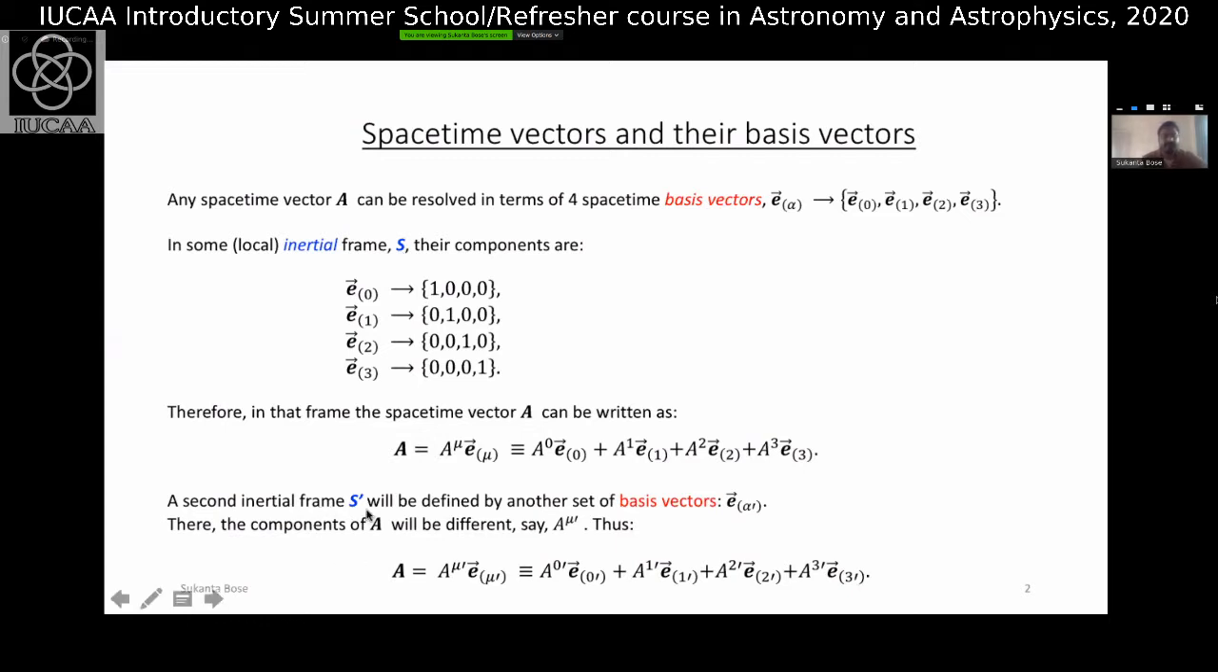If there is a second inertial frame S prime, which for example has some non-zero constant velocity with respect to S, then it will have its own inherent set of basis vectors. Let's call them E alpha prime. The components of the same vector A in this new prime basis will be different, and we call them A0 prime, A1 prime, A2 prime, A3 prime. How these components of the same vector are related to each other is determined by the relation of the frame S prime with respect to S. So we saw this slide yesterday.